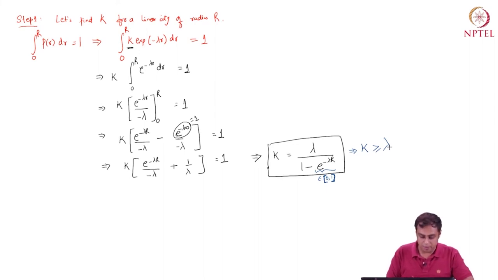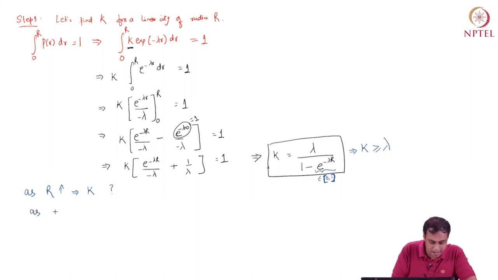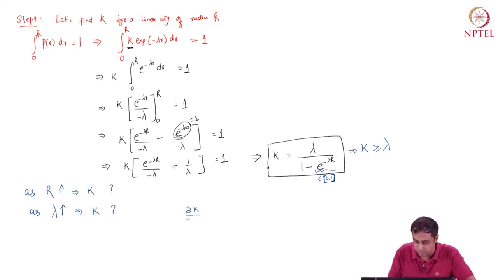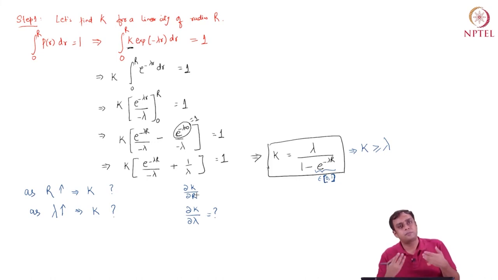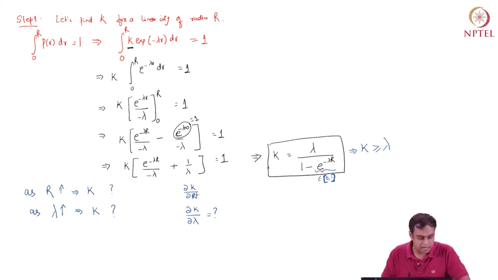So if I want to do some analysis, I want to know as R increases, what is the impact on k, and as lambda increases, what is the impact on k. How do we evaluate it? Mathematically, for lambda we would have to figure out del k by del lambda, and for R we will have to figure out del k by del R. So let me evaluate del k by del R for you, and you can evaluate del k by del lambda in your own time.